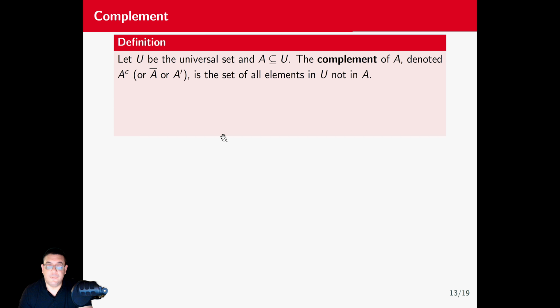Now, if U is the universal set and A is a subset of U, the complement of A, denoted by A to the C, or A bar, or A tilde, is the set of all the elements that are in U but not in A. Symbolically, we can see this as the universe minus A, or the elements that are in the universe that are not part of A.